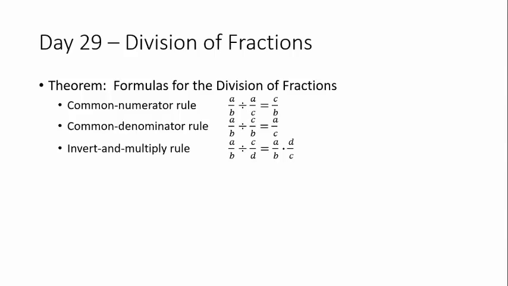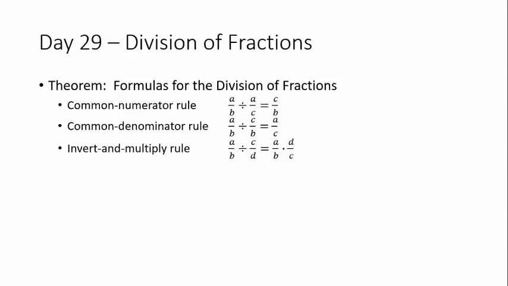We have a theorem that involves formulas for the division of fractions. The first one that we have here is the common numerator rule. We have a over b divided by a over c. Notice that the numerators are the same. This is equal to c over b. So notice that we've got a quotient involving the denominators. And look at the order of these.